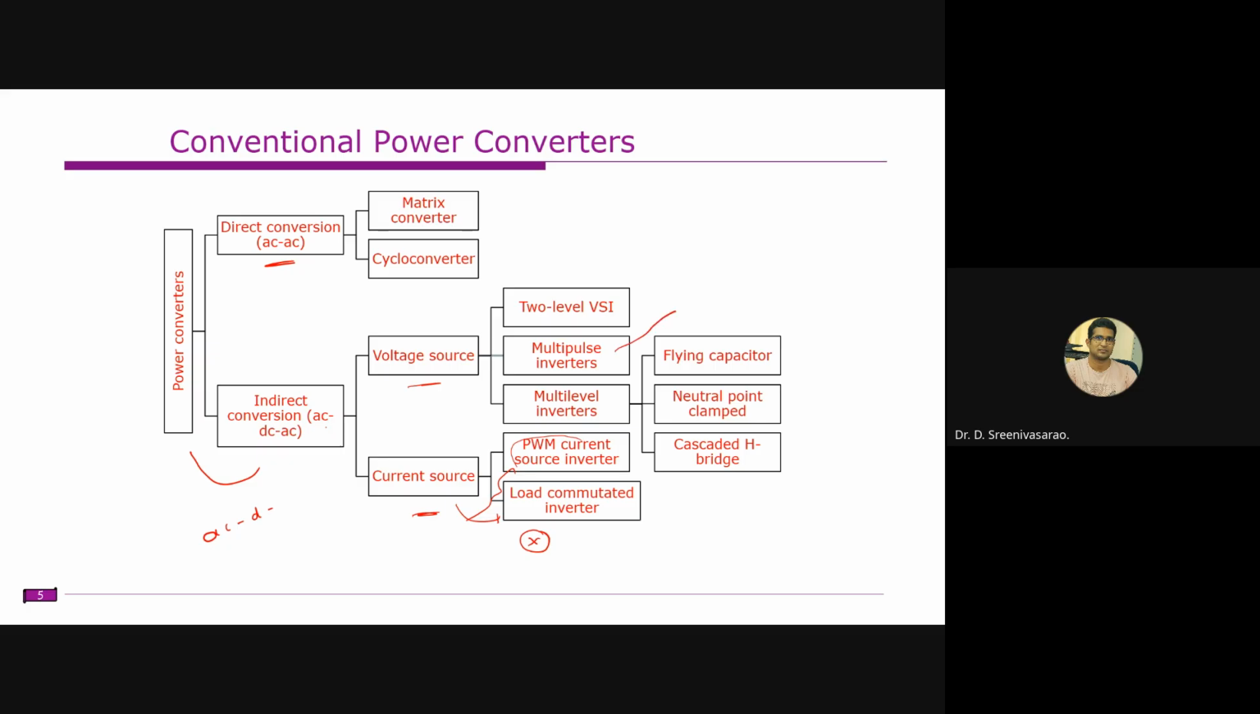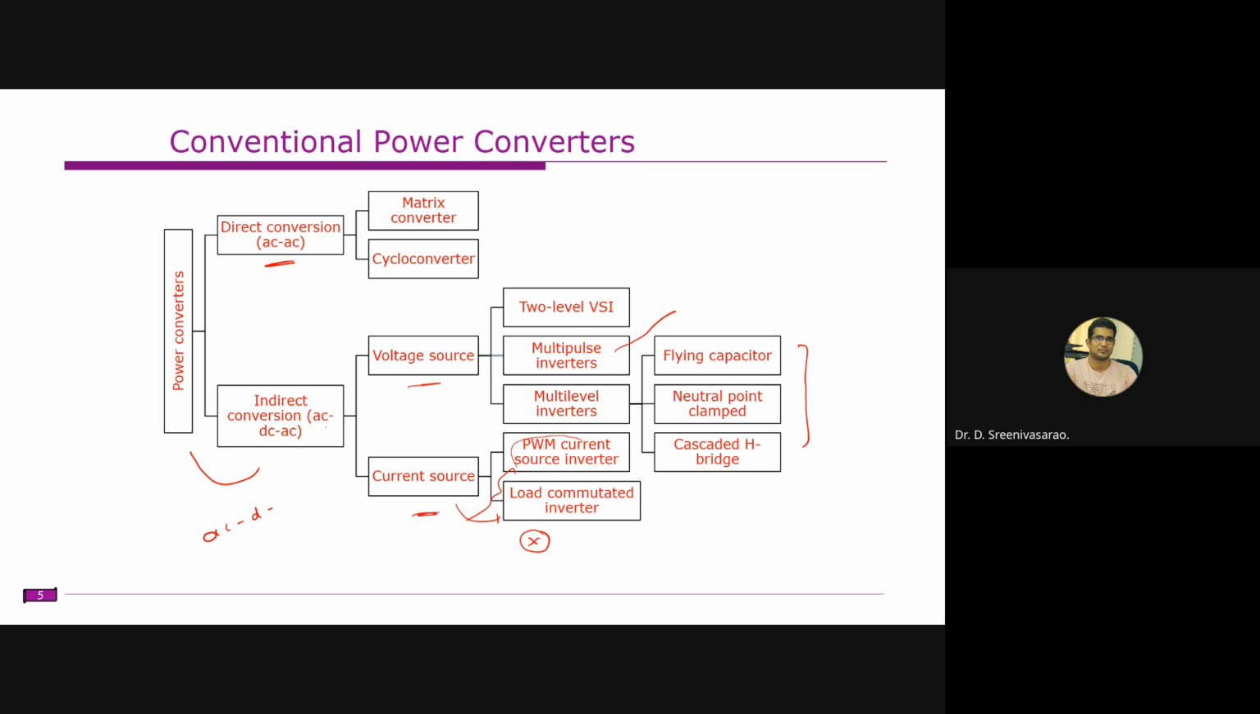These multi-pulse inverters are used for high voltage applications like FACTS and HVDC. We have 48 pulse converters and 24 pulse converters. Coming to multi-level inverters, these three are the conventional multi-level inverter topologies. Later on, in the past 5-10 years, a lot of research has happened here, so we have many inverter topologies, more than 1,000 available in the literature.